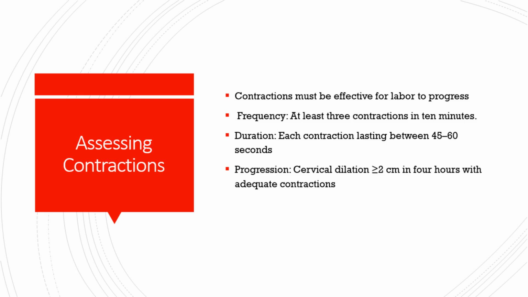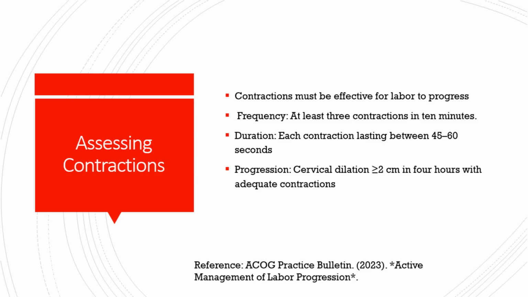Assessing contraction adequacy is vital during active labor management. Contractions should be occurring every 2 to 3 minutes and lasting 45 to 60 seconds. With adequate contractions, the cervix should dilate 2 or more centimeters in 4 hours. Meeting these criteria indicates that labor is progressing normally. Otherwise, further evaluation may be needed for potential interventions.